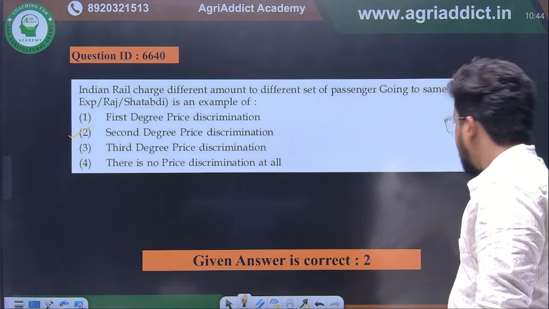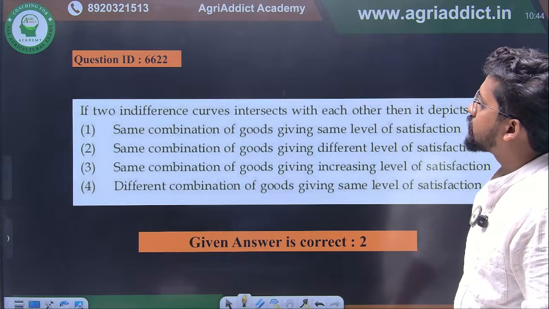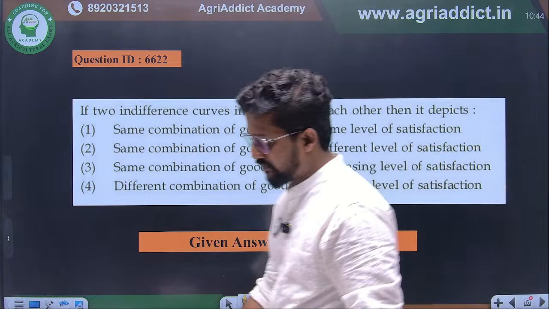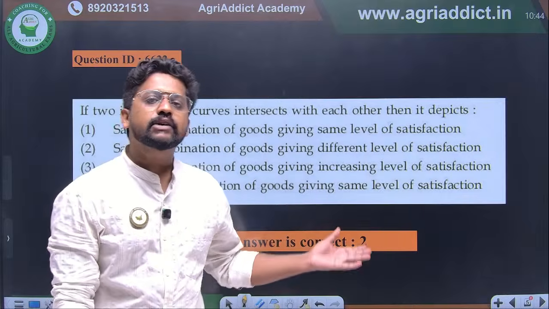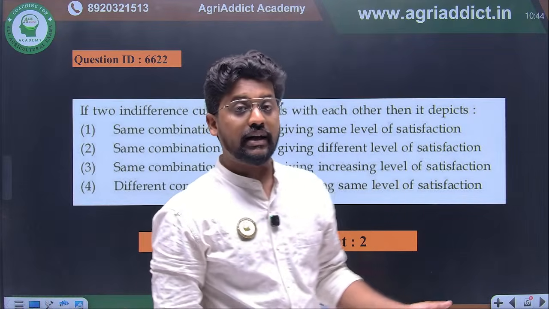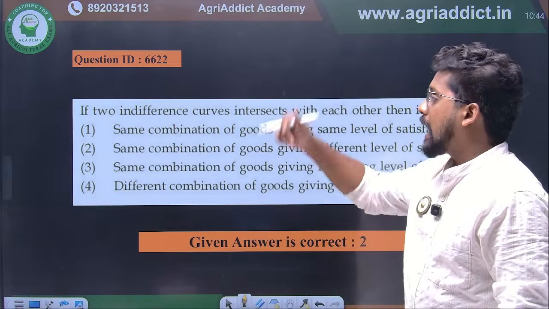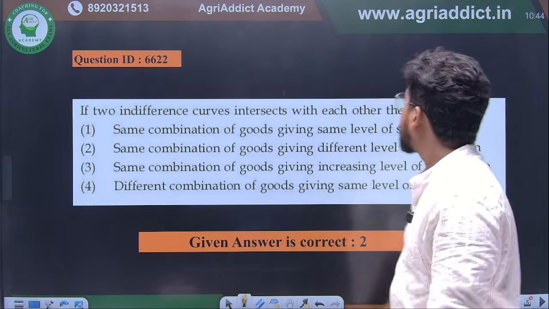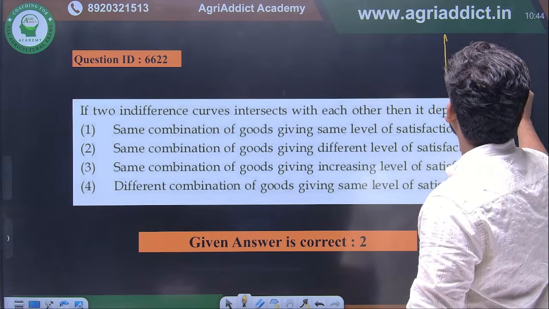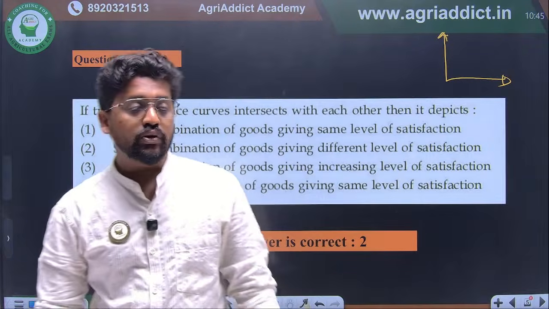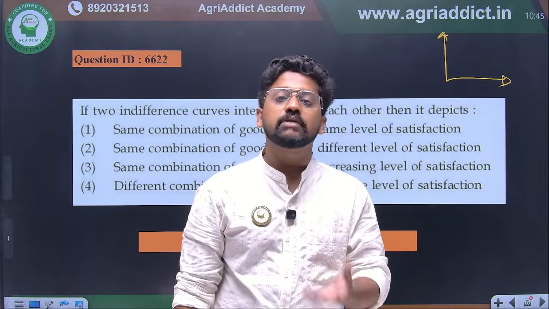Okay, then coming to the next question: if two indifference curves intersect with each other, then what does it depict? Direct question from the consumer behavior analysis, and this is what we have explained in the master course also. What happens in the indifference curve? What is an indifference curve? An indifference curve is none other than the curve which connects the combinations of two goods which give you the same level of satisfaction, right?